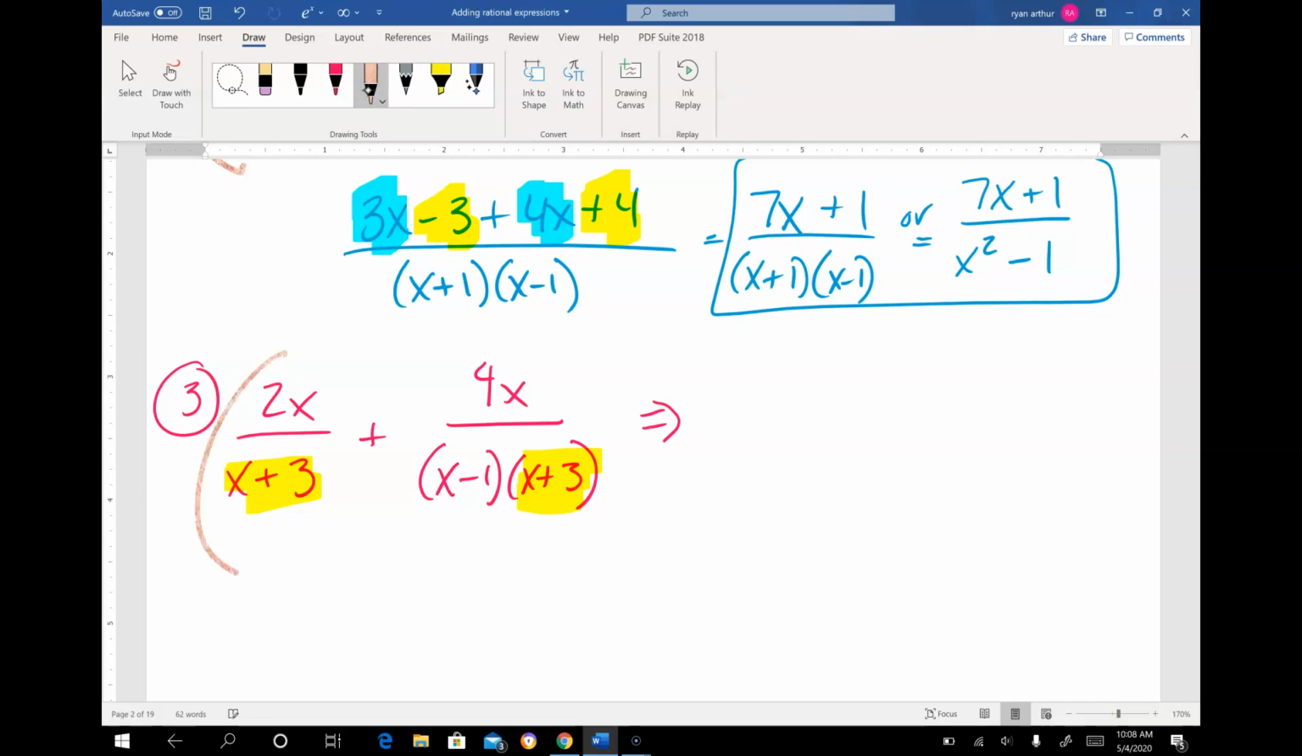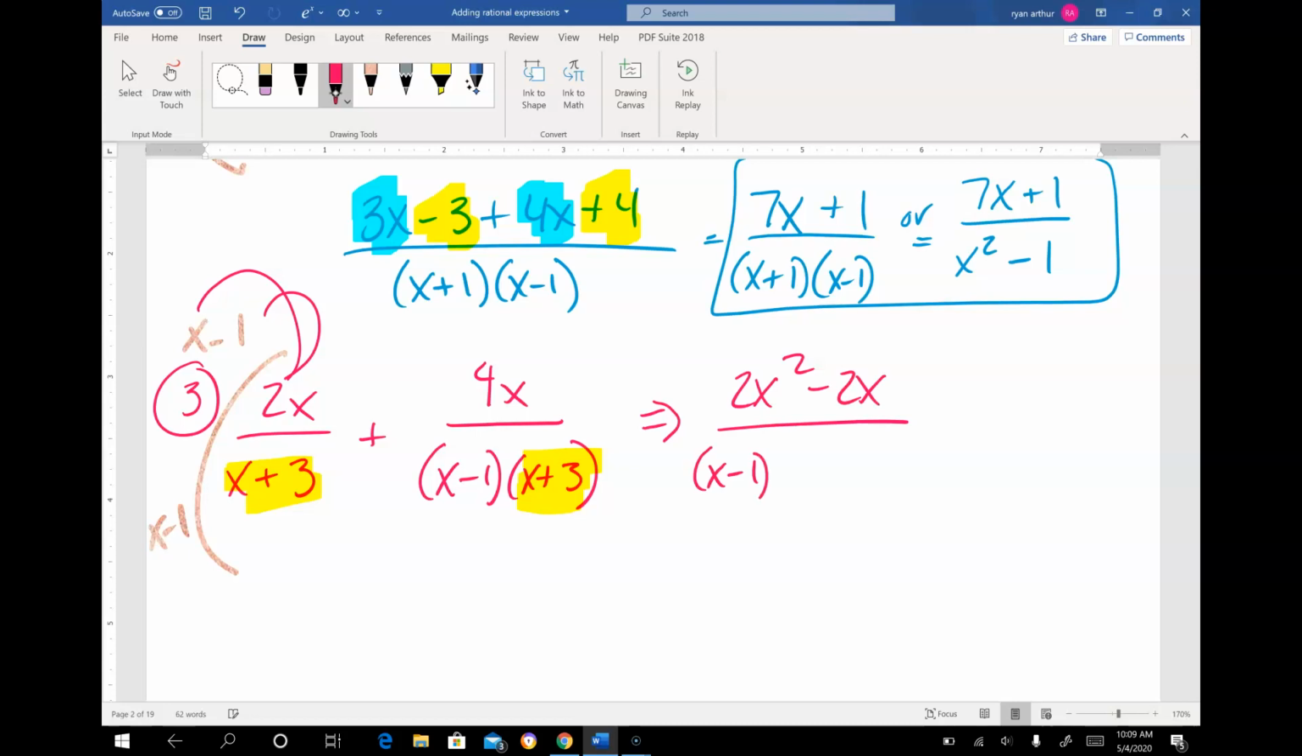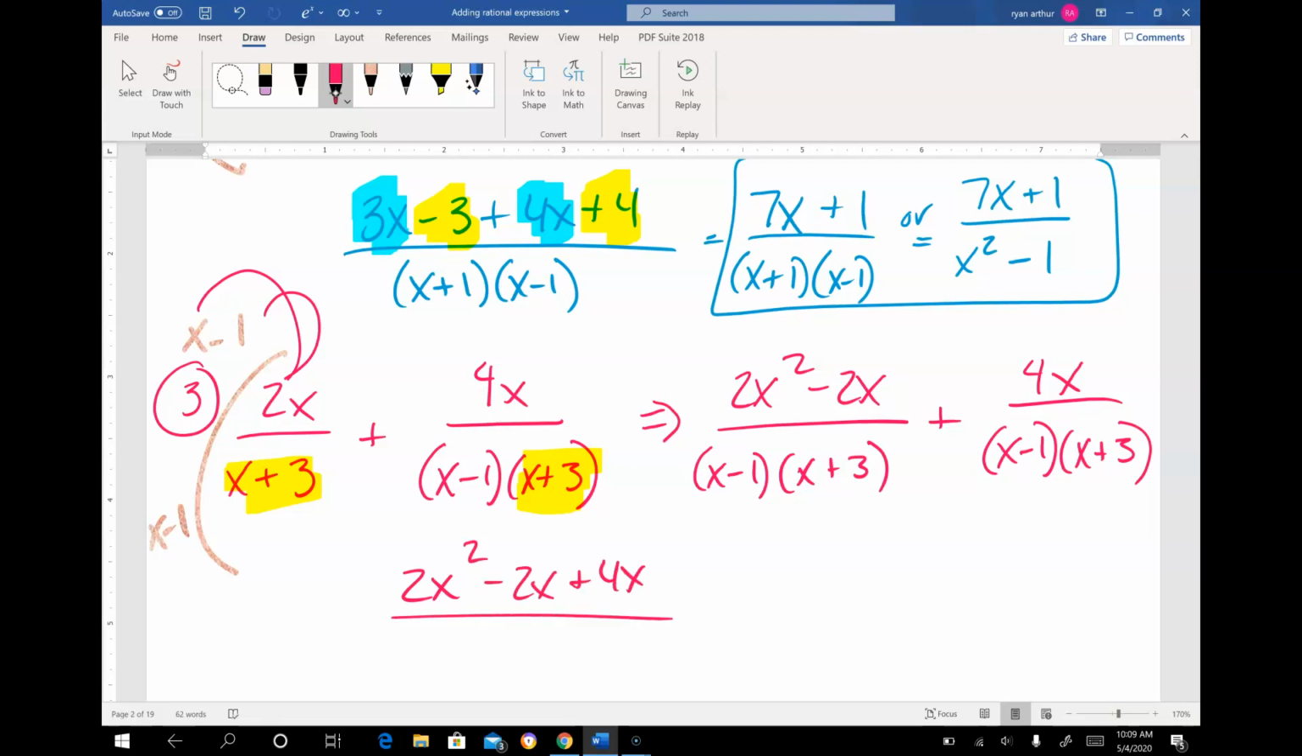So I'm going to multiply this left-hand side by x minus 1 over x minus 1. Okay? Distribute. 2x times x is 2x squared. 2x times negative 1 is negative 2x. All over x minus 1 times x plus 3. We didn't do anything to the second fraction, so we're going to leave it alone, or a rational expression, whatever you want to call it. Now that they have a common denominator, we can make it one fraction. We've got 2x squared minus 2x plus 4x, all over their common denominator of x minus 1, x plus 3.